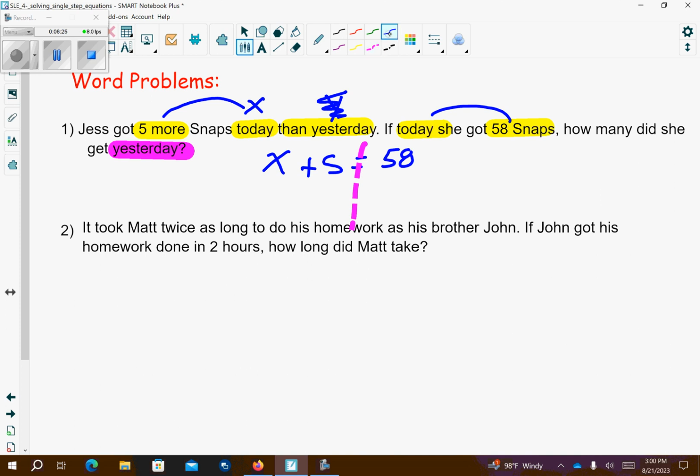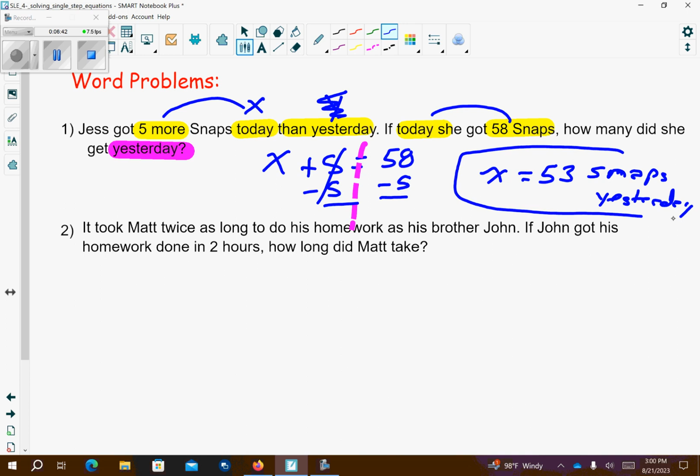So let's go ahead and see if we can solve it. I'm going to subtract 5 from both sides. Those cancel. 58 minus 5 is 53. So 53 snaps yesterday. There's your problem. It's all worked out.